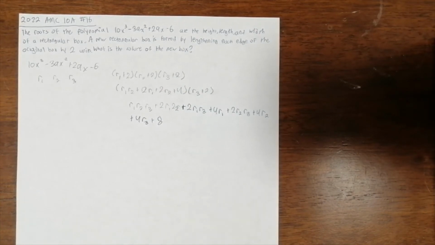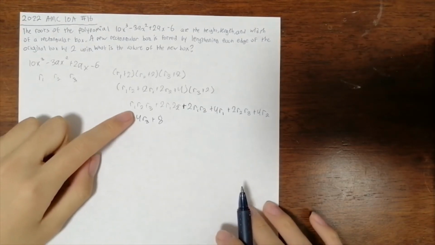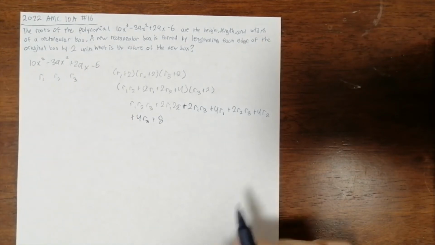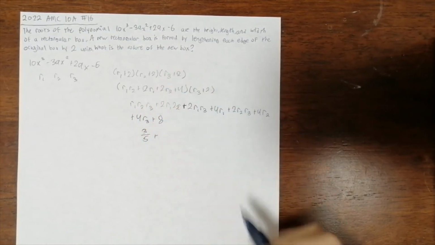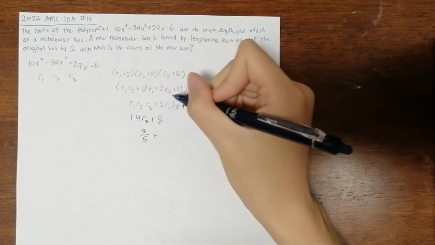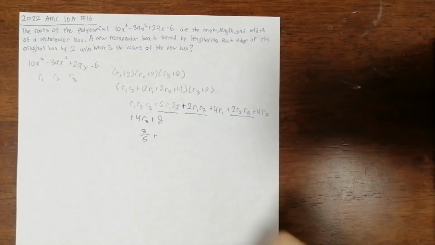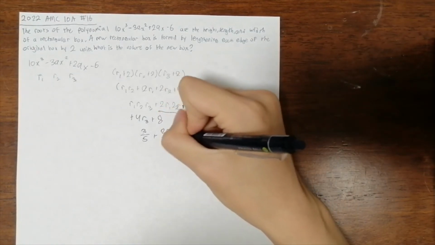Now we can just use Vieta's formula to evaluate this entire expression. From Vieta's formula, we know that R1R2R3 is going to be 6 divided by 10, so we can write that as 3/5. And then notice that we have the sum of the pairwise products times 2. That's going to be 29 over 10 times 2, just 29 over 5.